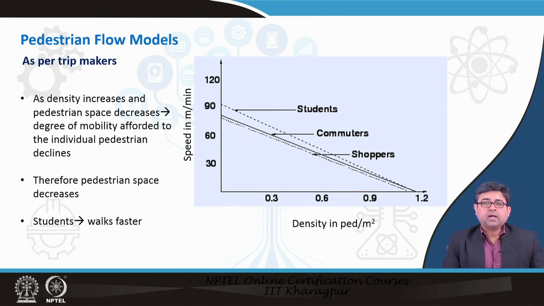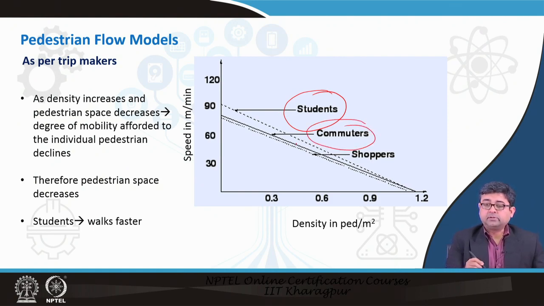Now, when we look at different types of trip makers, everybody who is walking on a pedestrian facility may not be walking for the same purpose. Some could be students who are walking to go to school, college or wherever they are going. Some could be commuters, office goers walking along a street, whereas another group could be shoppers or leisure travelers walking along a street.